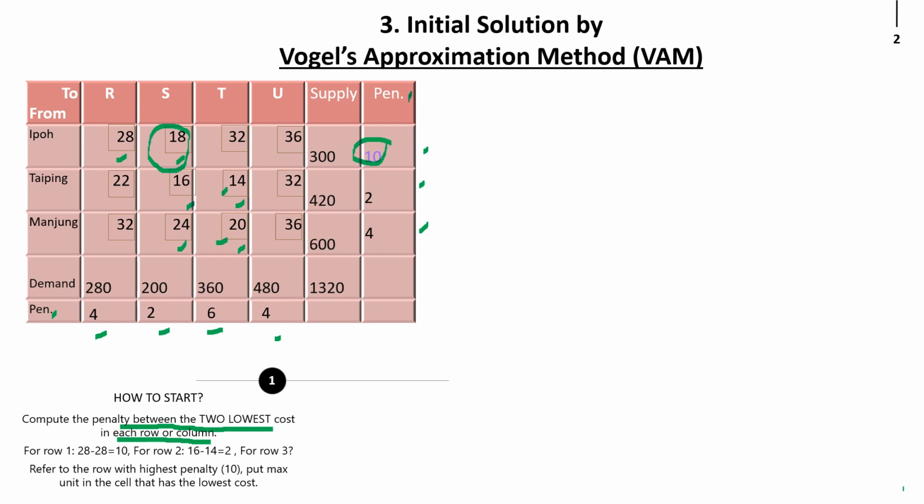How to determine what is the maximum unit we should put here? For row IPO, the supply is 300 and the demand for column S is 200, meaning that we can put 200 at this cell. By doing this, automatically the column S is satisfied.